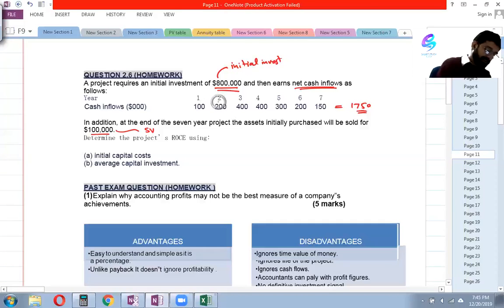So you have the initial investment, you have the cash flows that need to be converted into profits, and you have the scrap value, right? Can you quickly do it on the basis of initial capital cost and average capital investment? Guys, you're champions. I'm quite sure you can actually do it within 3 minutes. Let's see who is going to do it first. Let's start.